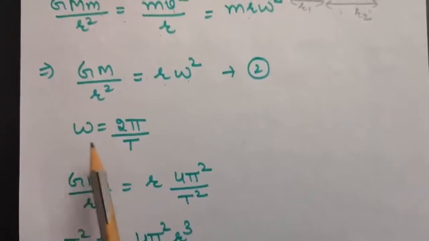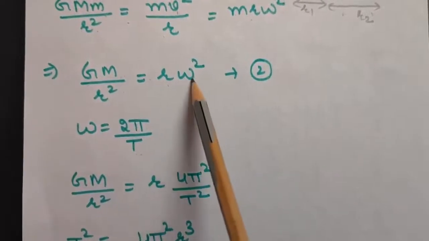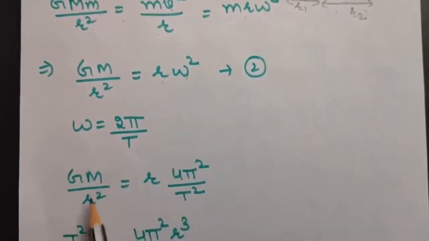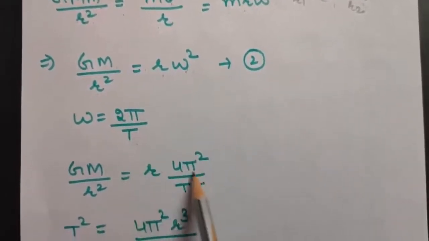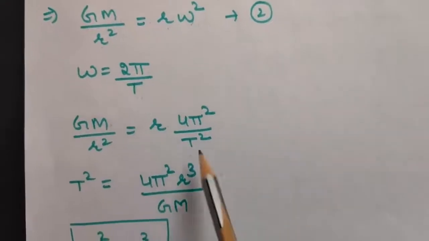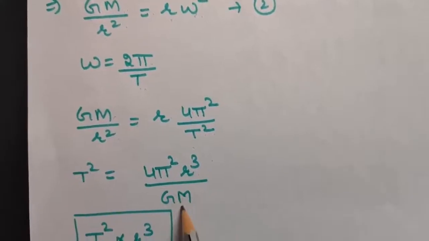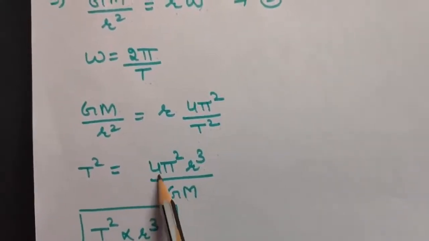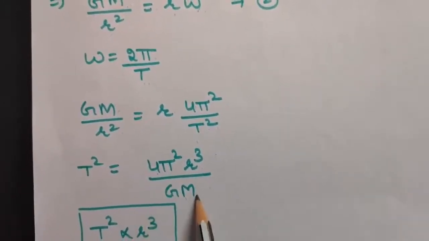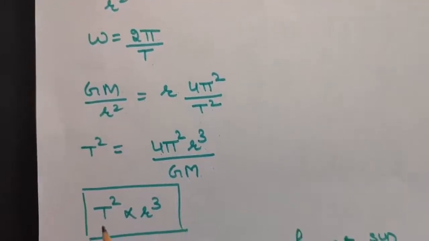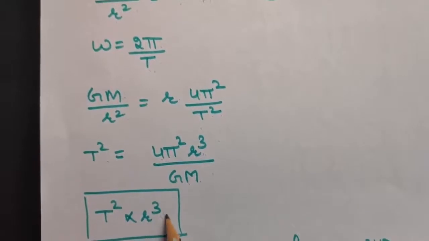Now you also know omega is defined as 2 pi by T. So just put the value of omega in the second equation. You will get G M upon r square is equal to r into omega square, that is 4 pi square upon T square. So from here T square will come to be 4 pi square into r cube upon G M. If you clearly see, 4 is a constant, pi is a constant, the gravitational constant is also a constant, and the mass of the earth is again constant. Therefore T square is directly proportional to r cube, that is the semi-major axis.